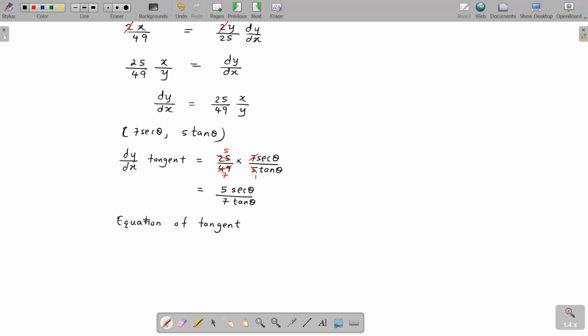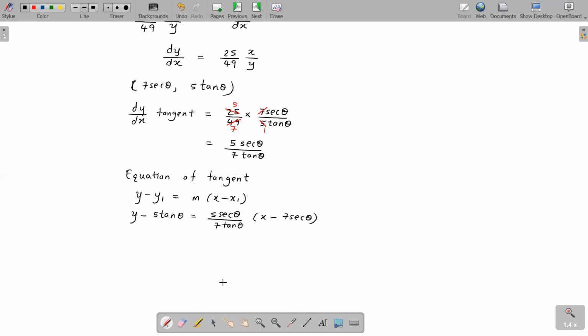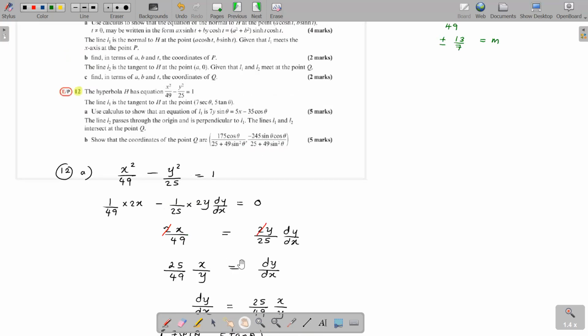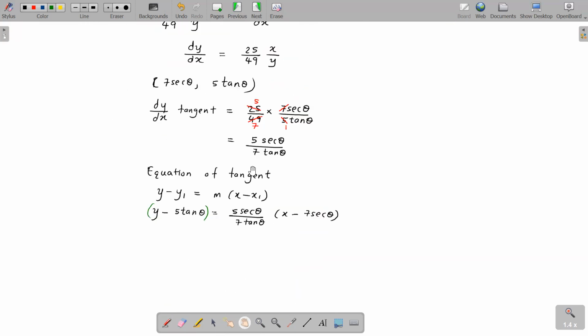So the equation of the tangent will be y minus y1 equals gradient times x minus x1. Y minus y1 is 5 tan theta. Gradient is 5 sec theta over 7 tan theta. X minus x1 is 7 sec theta. So I'll multiply the 7 tan theta to the other side. Is it to show that? Show that, yeah: 7y sin theta equals 5x minus 35 cos.